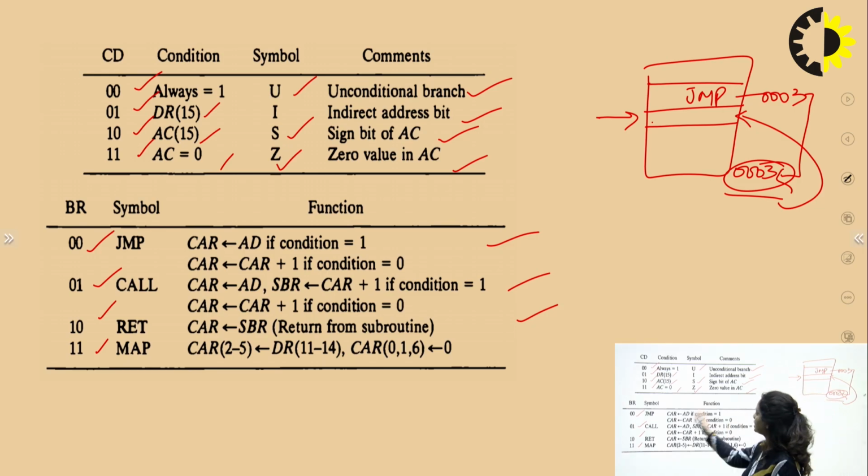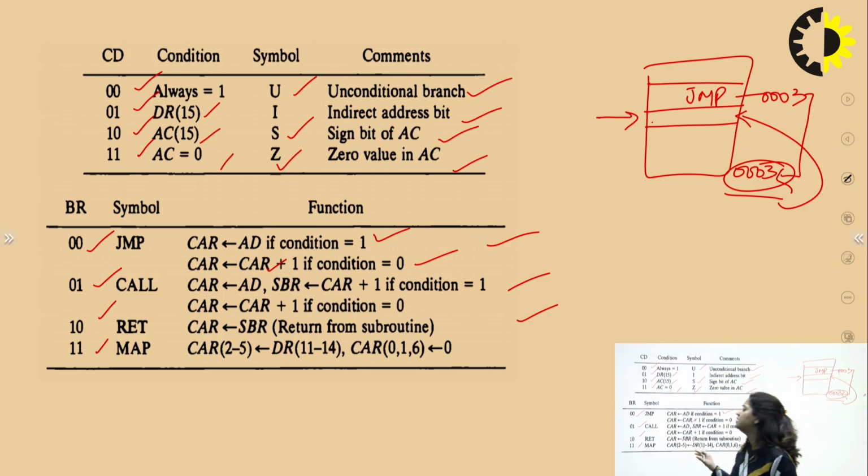Here the functionality is that the address is uploaded in the CAR, that is the control address register, the personal register of your control memory, and the condition will be checked. If the condition is 1, then the content will be uploaded from the address register and it will be incremented by 1. And the condition will become 0 after completion of that operation.